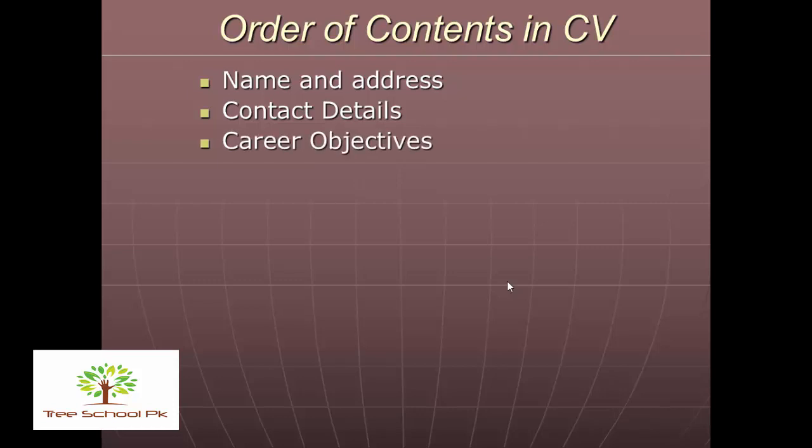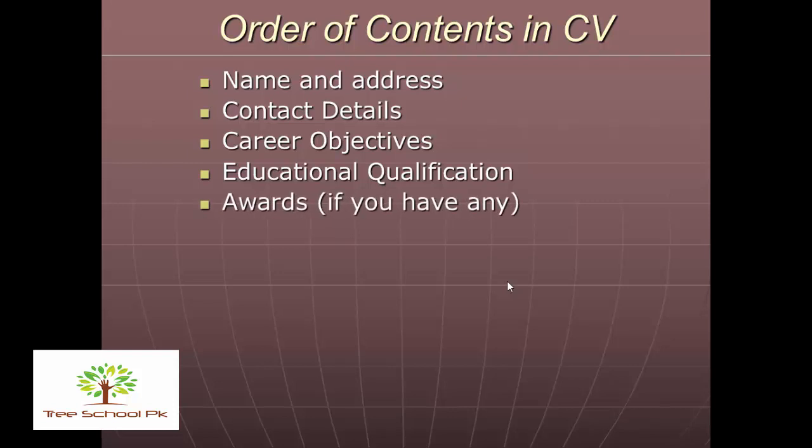And then write the career objective: what objectives you want to gain during your employability. The next is educational qualification. What is the qualification required for the post you applied for, and what is your qualification? Have you met the minimum qualification, and also write the maximum qualification you gained against the post?